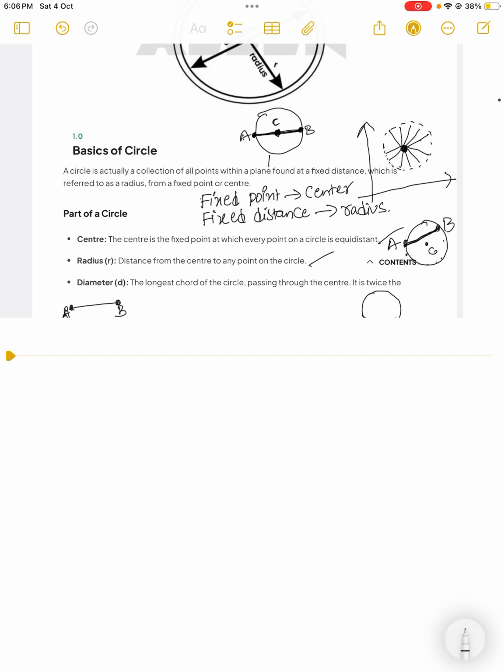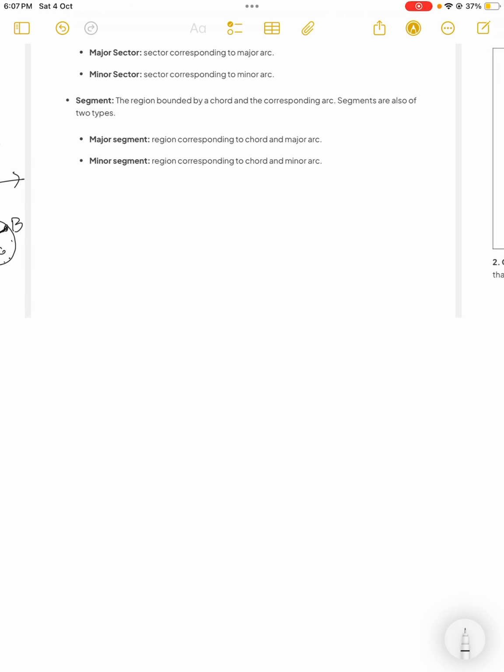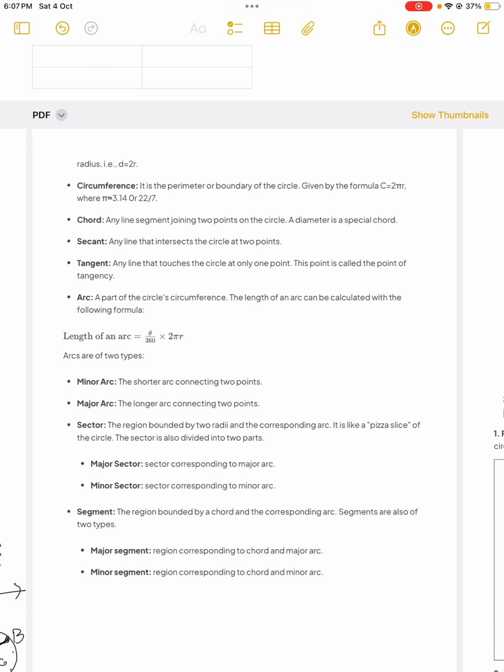Here we observe AC and CB are radius. Therefore, diameter D equals CA, which is R, plus CB, which is R. So R plus R, that means 2R. So diameter is twice the radius. So D equals 2R.